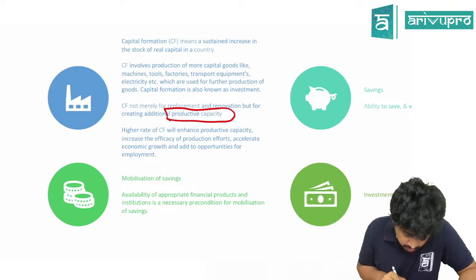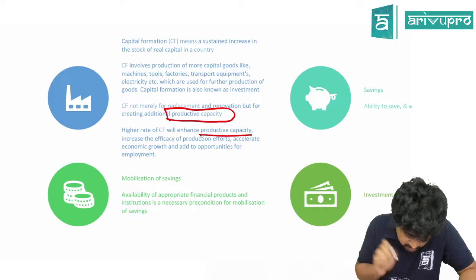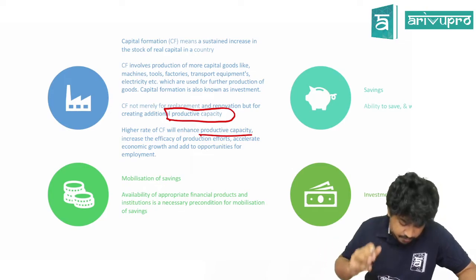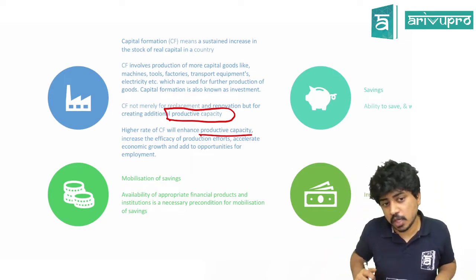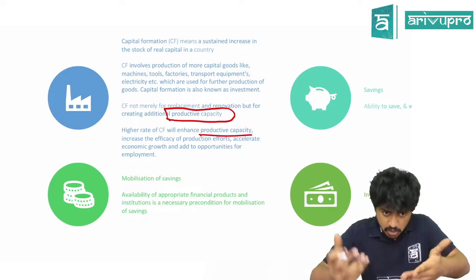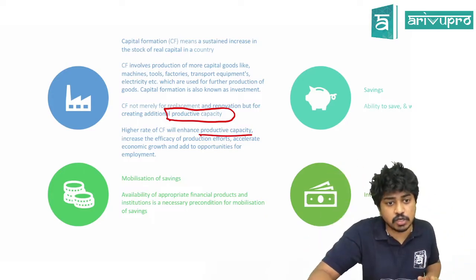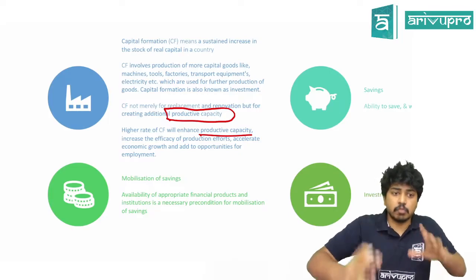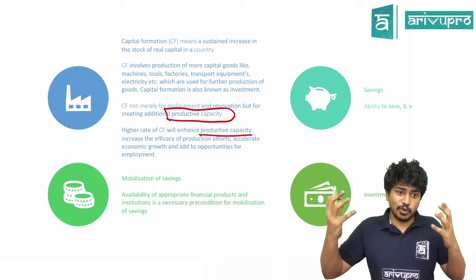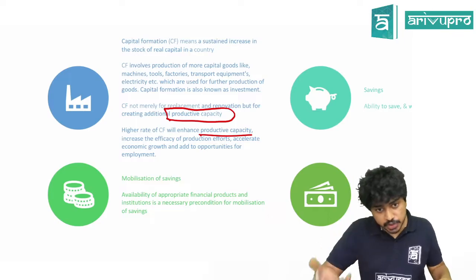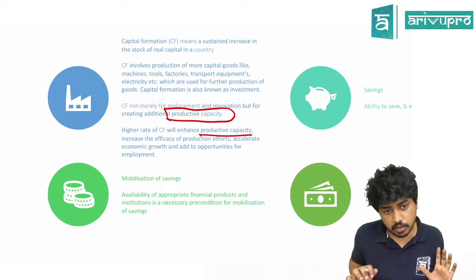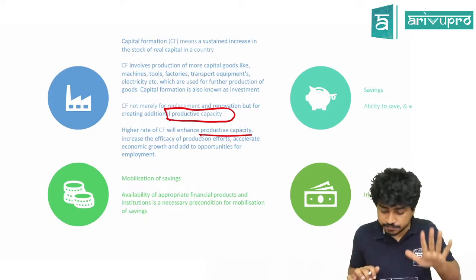Higher rate of capital formation means enhanced productive capacity, which in turn increases the efficacy of production efforts, accelerates economic growth, and adds opportunity for employment. So if companies are investing in businesses, companies will reap more. If they reap more profit, they'll pump that money into the environment again. More growth will happen. More growth means more people will get more salary, more job opportunities, more growth. That is what it is. So capital formation is very important if you look into it. Are we clear here? Done.